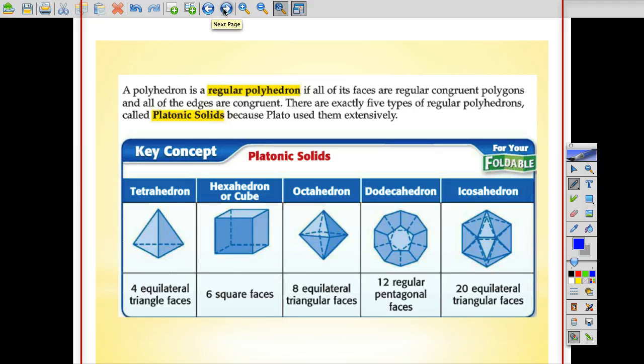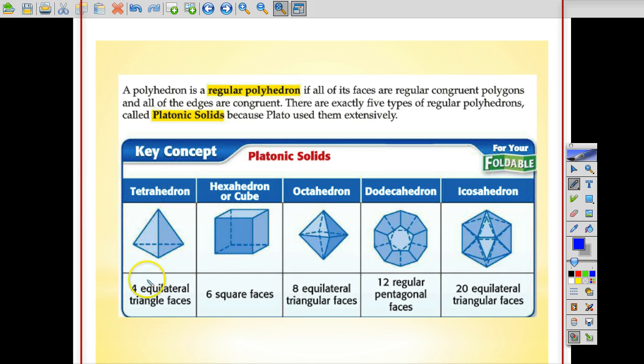Alright, welcome back. A polyhedron is a regular polyhedron if all of its faces are regular congruent polygons and all the edges are congruent. There are exactly 5 types of regular polyhedrons called Platonic solids because Plato used them extensively. Here's a text. Let's try to attempt to read these words here.